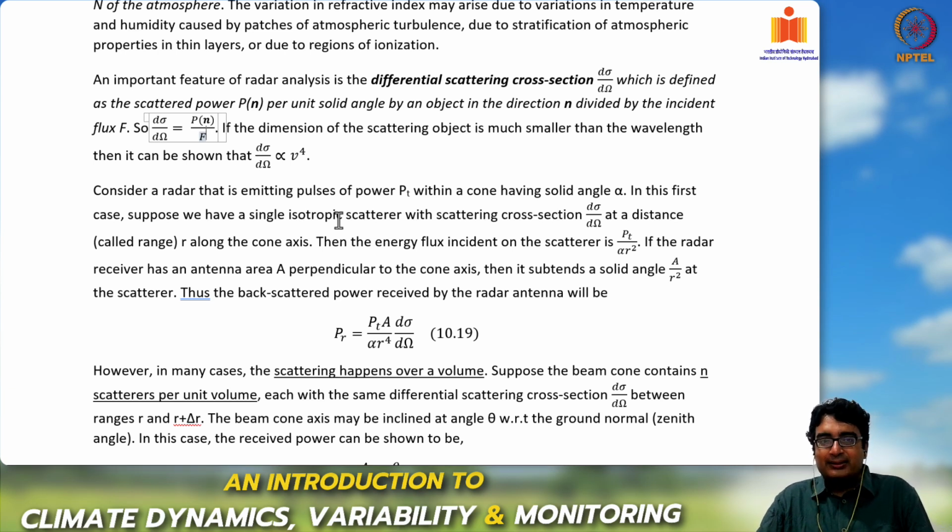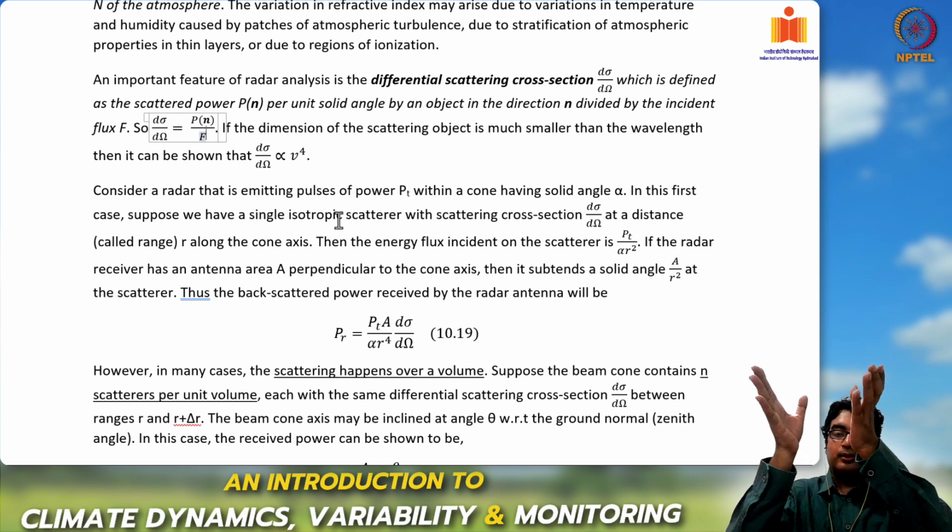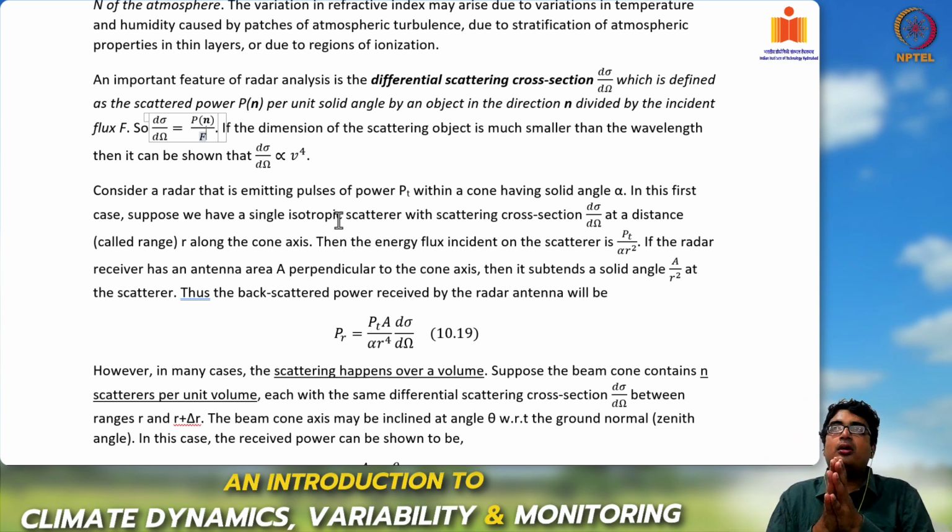Consider a radar that is emitting pulses of power Pt within a cone having solid angle alpha. So we have a radar which is emitting pulses of radiation with a certain power in watts along a cone whose solid angle is alpha.